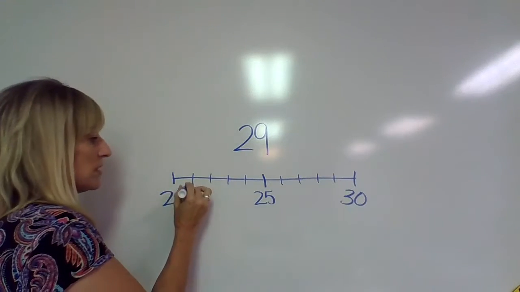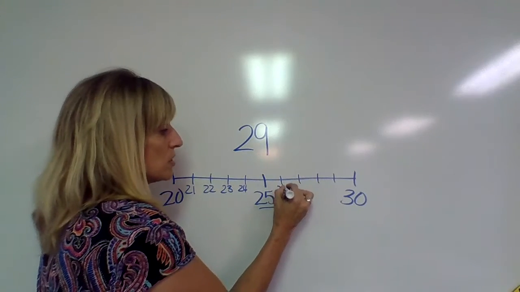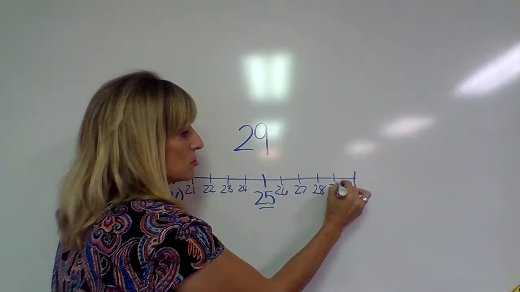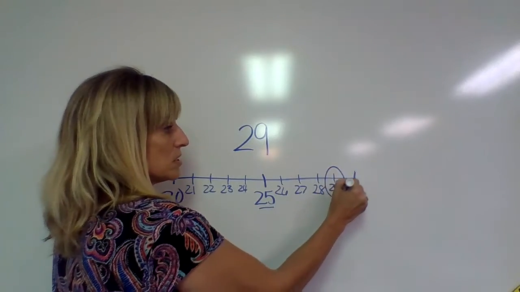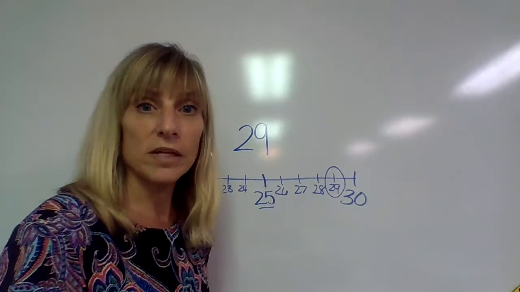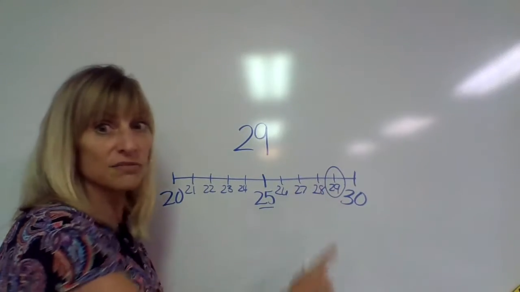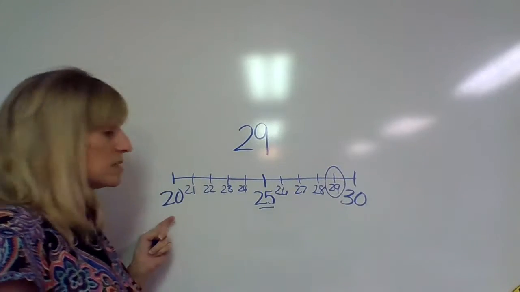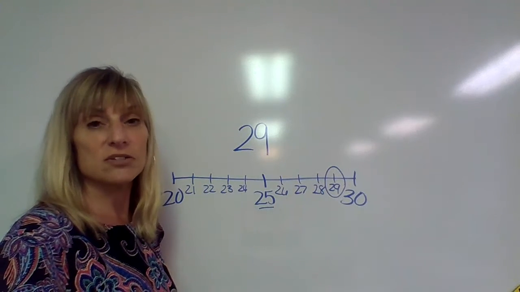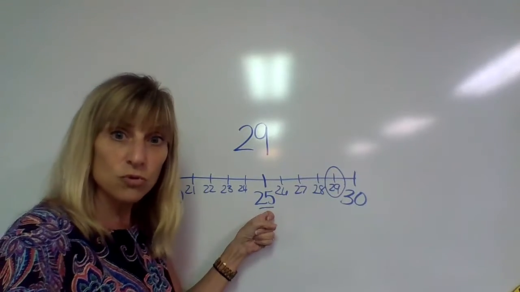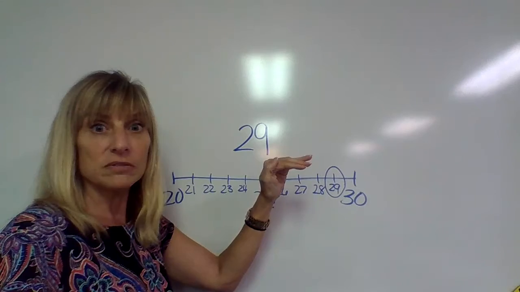Actually, I'll label it: 23, 24, 25, 26, 27, 28, 29, and 30. So on my number line, 29 is right here. I know that 29 is in between 20 and 30, the two groups of 10. It is obviously much closer to 30 than it is to 20, so I would round 29 up to 30. That would be the nearest 10. Now what is my rule when we have a 5 in the ones? We always round up.